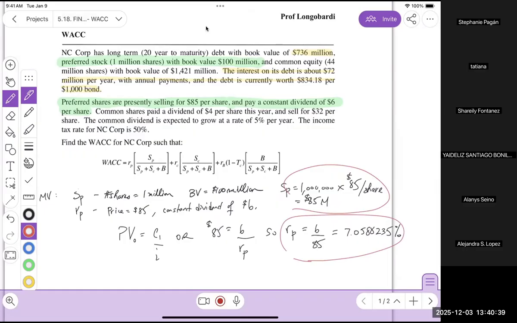Can you guys do common stock without me? So the unsaid assumption here is that it tells you it's a constant dividend, $6. That's how I know to do that. If it says constant growth, then that's the dividend growth model.